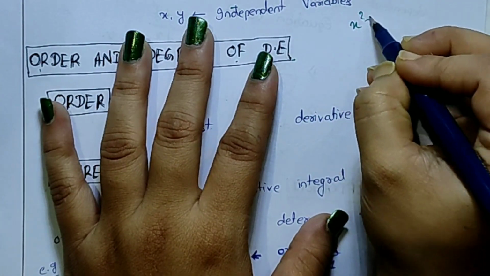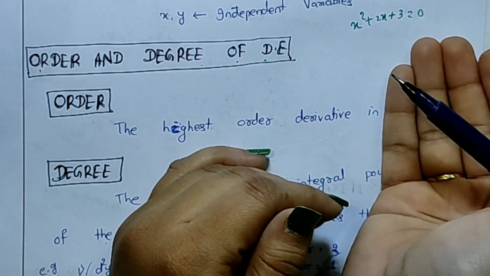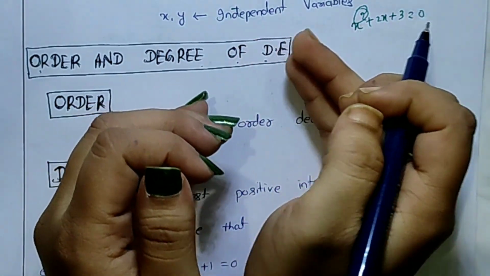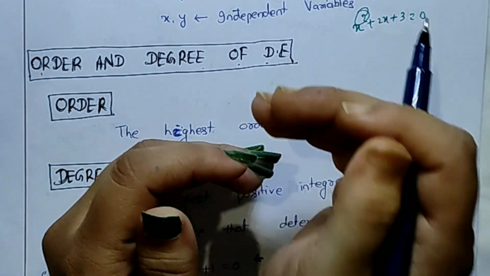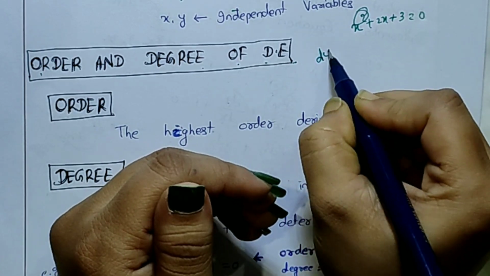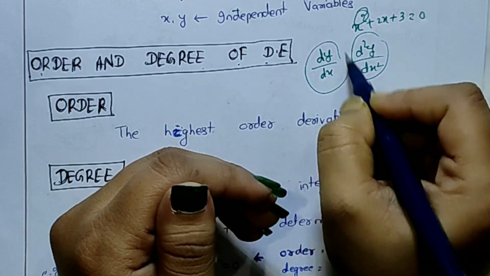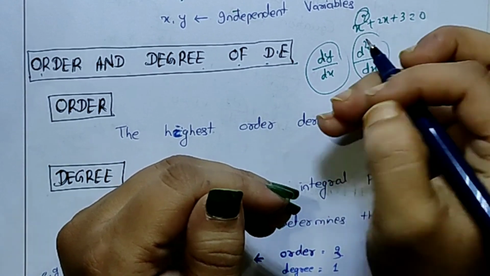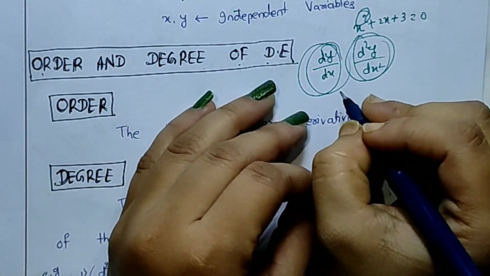Like if x square plus 2x plus 3 is equal to 0, we say that this is a quadratic equation. Quadratic means order 2. In a similar way, a differential equation also has a degree, and since it is a differential equation, that means it has derivative terms like dy by dx, d square y by dx square, so we also have an order of the differential equation. Order means the number of times it is differentiated. Okay, so this is the order of a derivative.